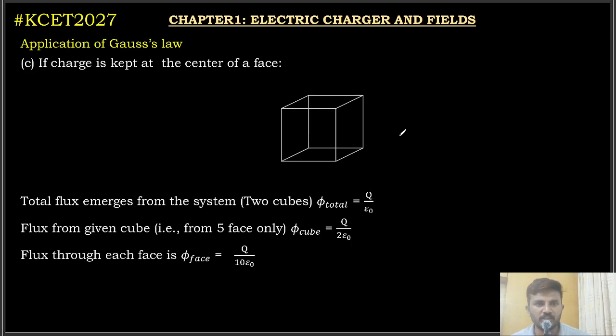Moving on to the next one. If the charge is kept at the center of the face, let's consider there is a charge here on the face, then what will be the flux through the cube? The flux through the cube is given by q by 2 epsilon naught, but here it is given as the total flux through two cubes.